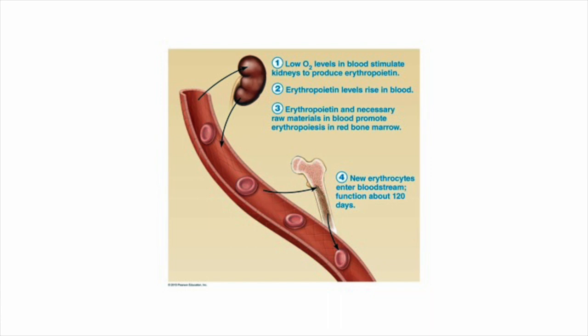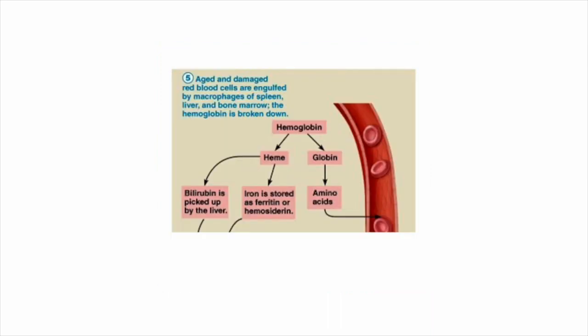Once those erythrocytes make it into the bloodstream, they're going to last about 120 days until they get to this degraded or less flexible point. Now in this next slide, you see what happens when the body is breaking down that red blood cell. And like I mentioned at the end of class last time, our body is fairly good at recycling materials that it can potentially reuse for another function.